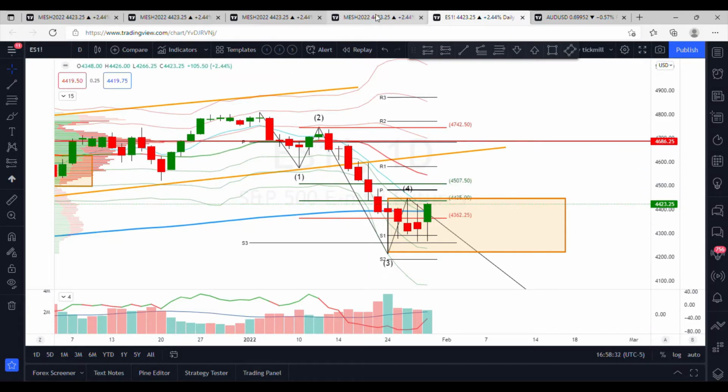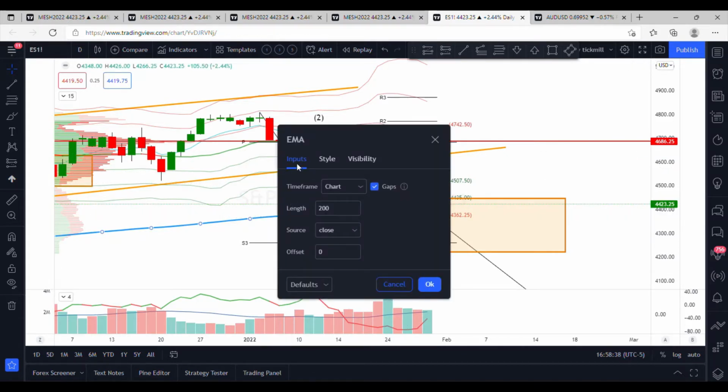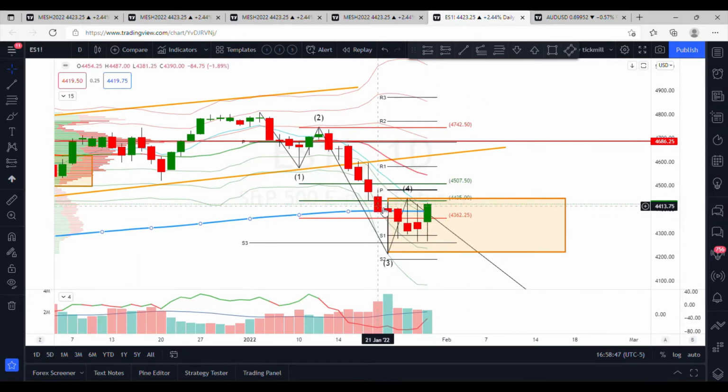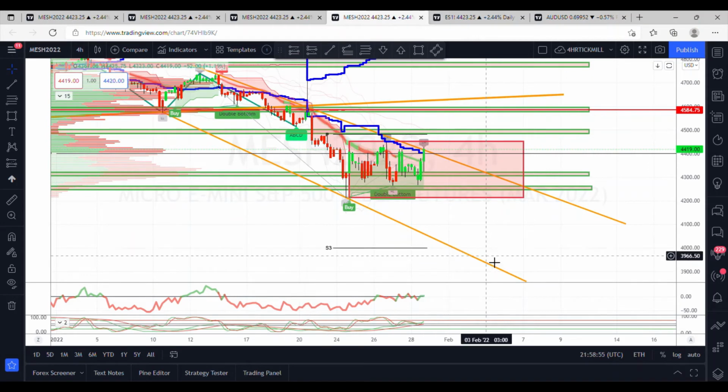So we know at the moment we're in a downtrend, but we're also sitting below a 200 EMA as well, exponential moving average. So again, we need to get away from this. We need to either break down or we need to break up. So let's just go down to the 4 hour. 4 hour tells us something different.